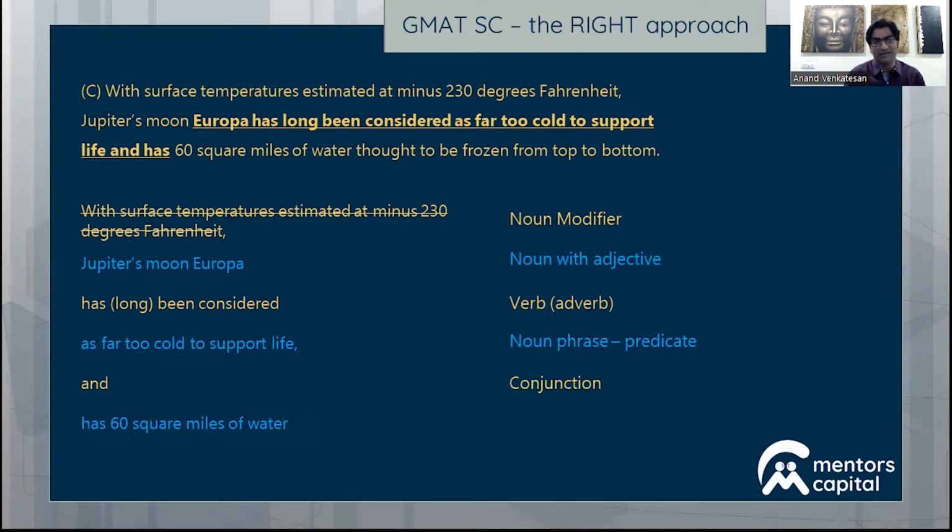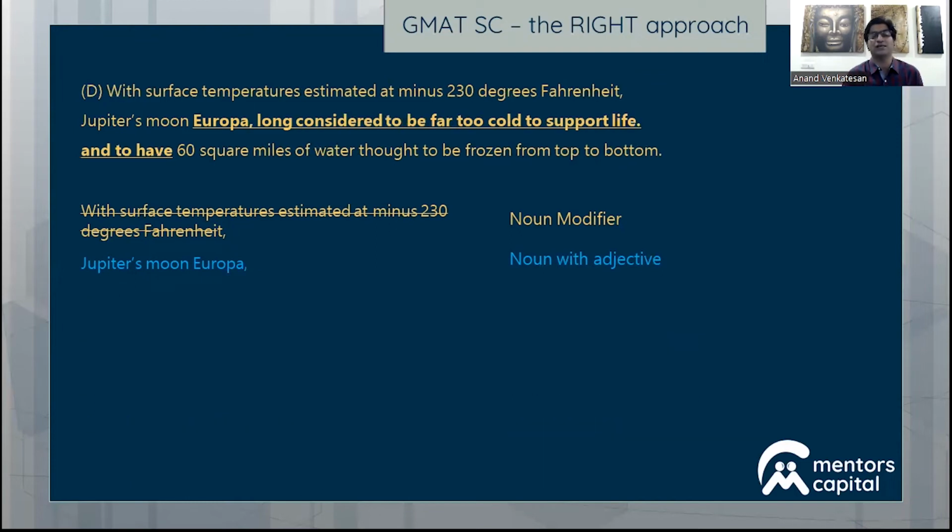So that's the problem, right? It's been considered as a something, well, but that thing is cold, right? Far too cold. And it's also been considered as something else. What is the something else? It's been considered as has 60 square miles of water. No, that definitely is not parallel to the first portion. So there is a parallelism error, which means option C is incorrect. And the latter part of the sentence, which acts as a modifier, well, so be it. That doesn't really affect my judgment. C is still going to be wrong, right?